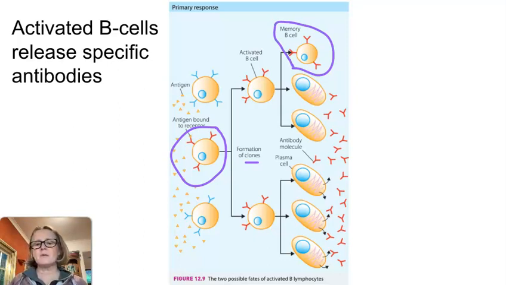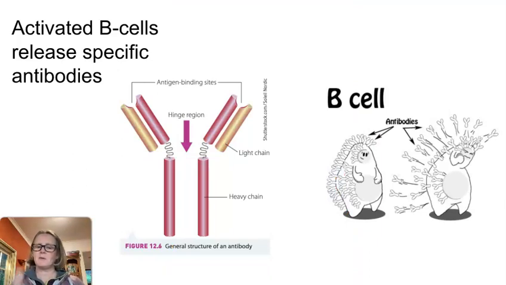But most of them become plasma cells. So they become cells with the ability to make lots and lots of protein. And the protein that they are making are these antibodies here. So antibodies are Y-shaped molecules. So here are some antibodies. They're shaped like a Y.